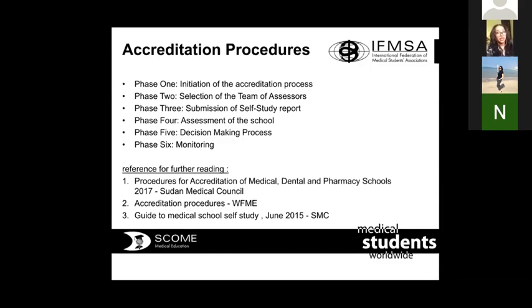Okay, so phase three is submission of self-study reports. After you approach the accreditation agency and initiate the accreditation process with the agency, then in the medical school, you will start something called the self-study. Self-study is where you have to report about the 9 domains, which we'll learn about in the next slide. You have to report the current situation of your medical school.